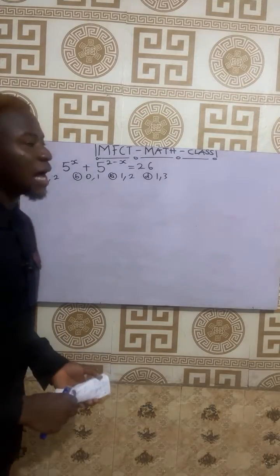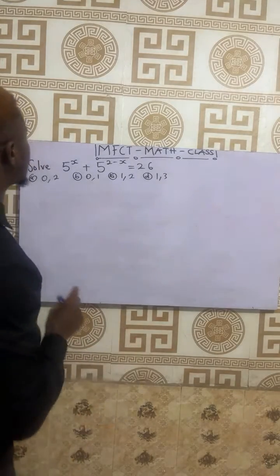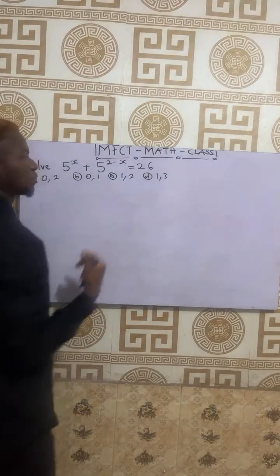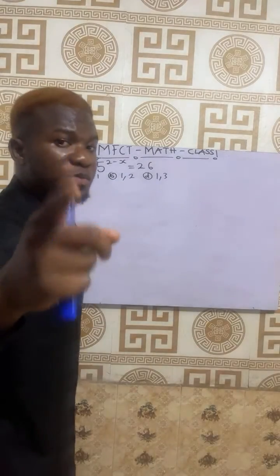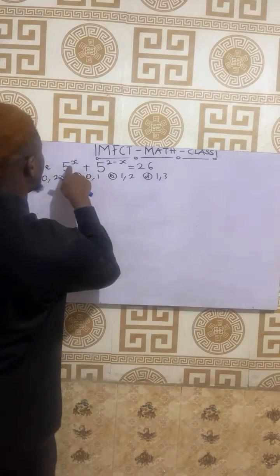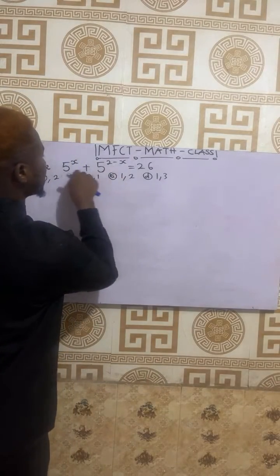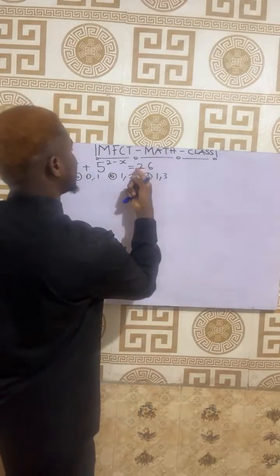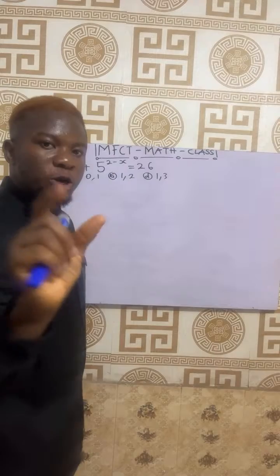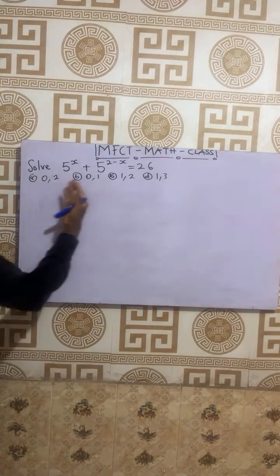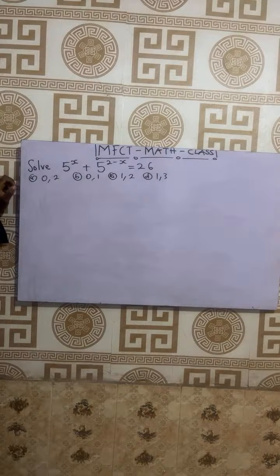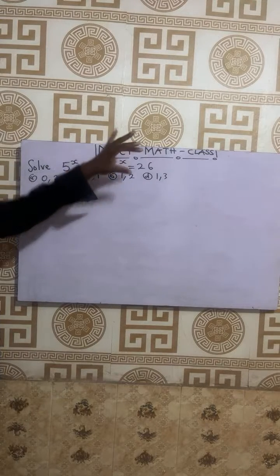The trick we are going to be using is to look for the value of x in these options, such that if I substitute this value for x into the left-hand side, I must get the same value as that on the right-hand side. So let's try from the first option. Let us check if option A is actually the right value for this equation.